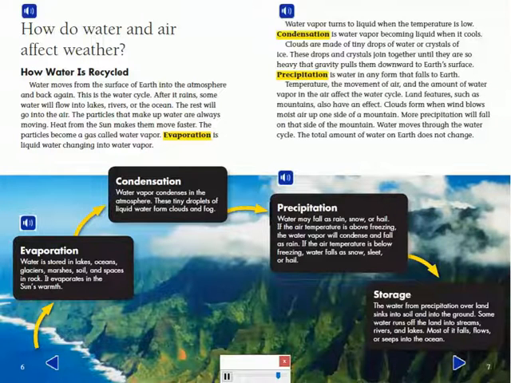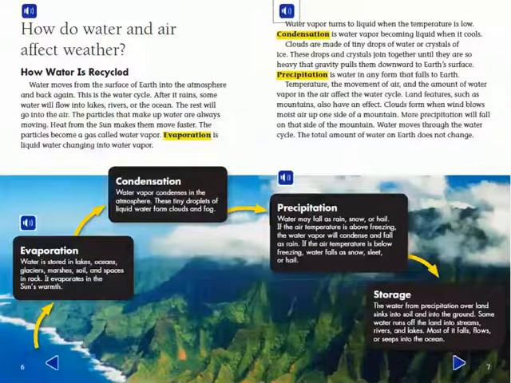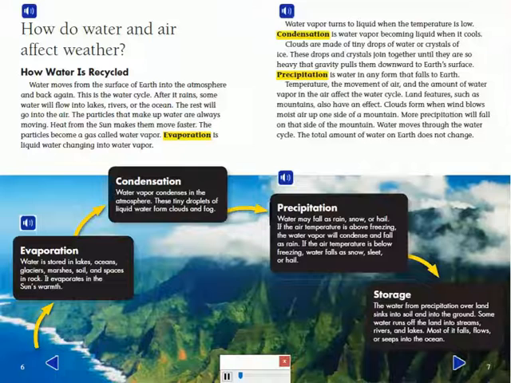Water moves through the water cycle. The total amount of water on Earth does not change. Evaporation. Water is stored in lakes, oceans, glaciers, marshes, soil, and spaces in rock. It evaporates in the sun's warmth.